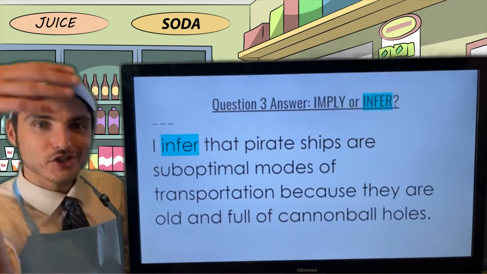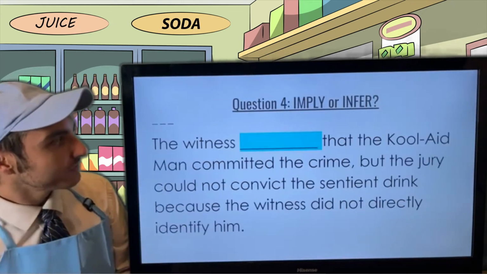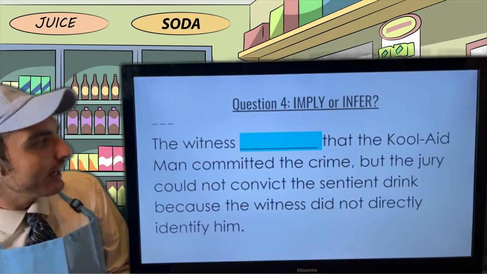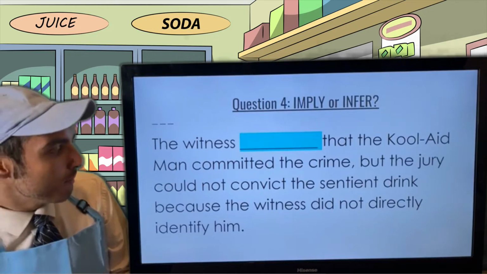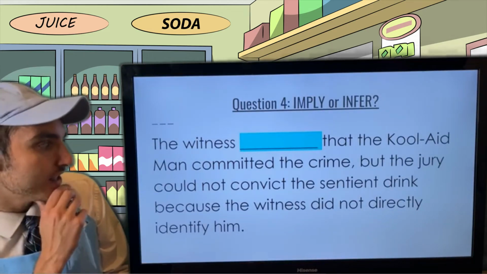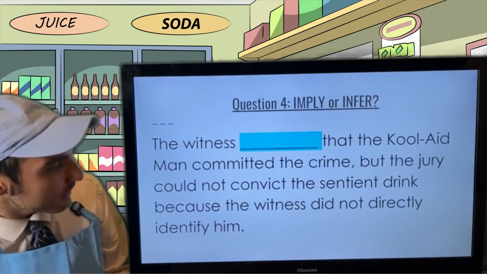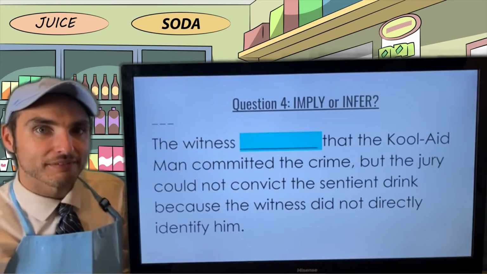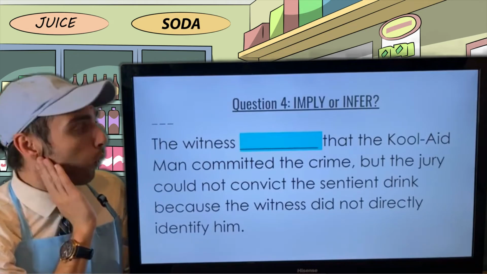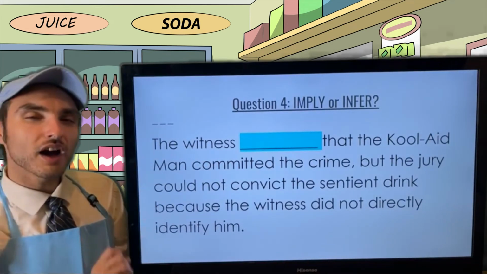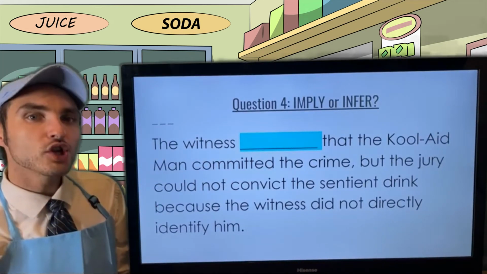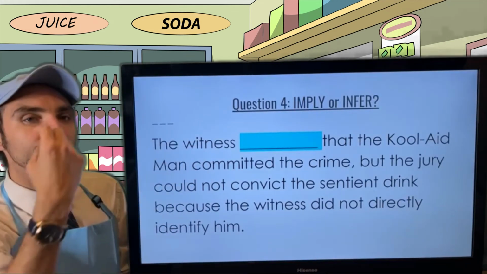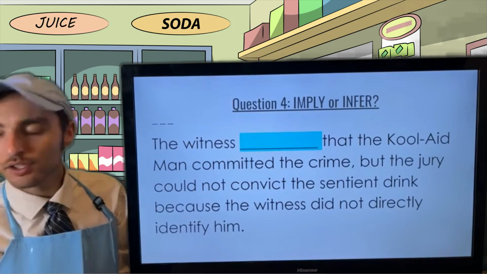Alrighty, let's go to question 4. The witness blank that the Kool-Aid man committed the crime, but the jury could not convict the sentient drink because the witness did not directly identify him. What? Use the context of this example to determine whether imply or infer works best.